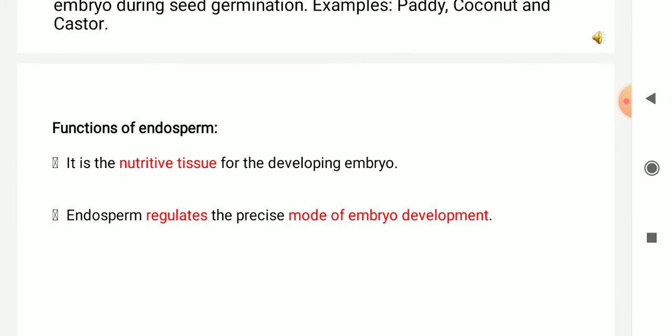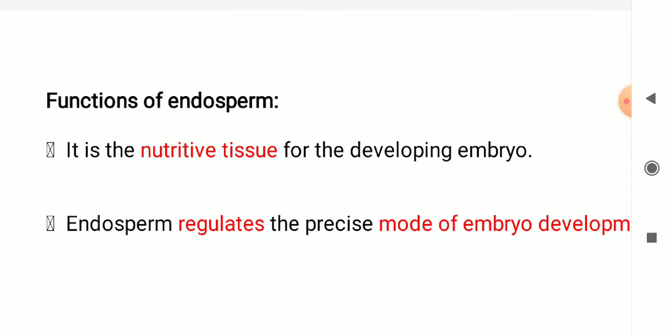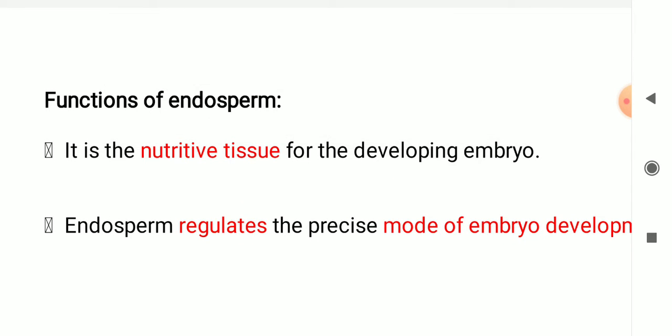Now functions of endosperm. The major and most important function of endosperm is to provide nourishment to the developing embryo. That is why it is commonly called nutritive tissue that provides nutrition to the embryo. By taking nutrition from the endosperm, this embryo can develop into a mature seedling. And the second function is that endosperm regulates the precise mode of embryo development. It helps in proper development of the embryo.